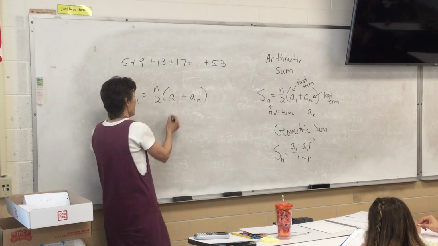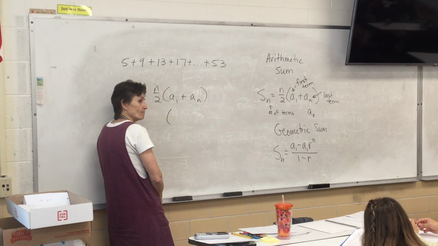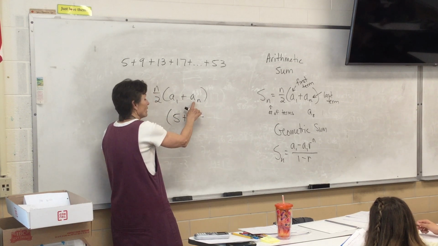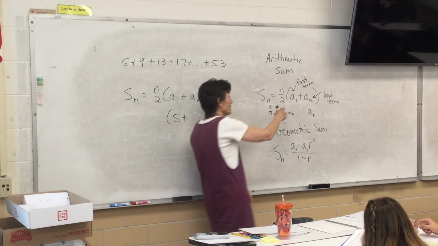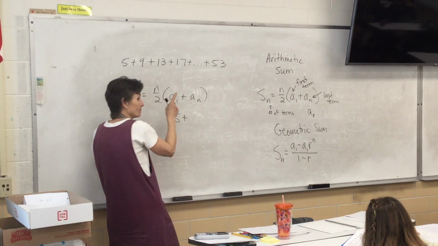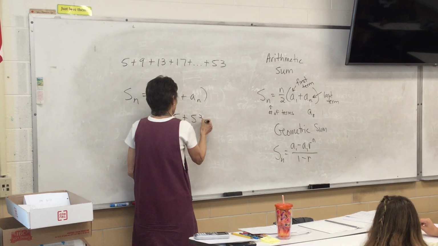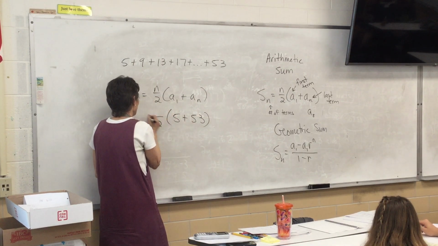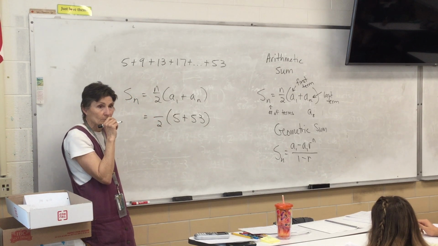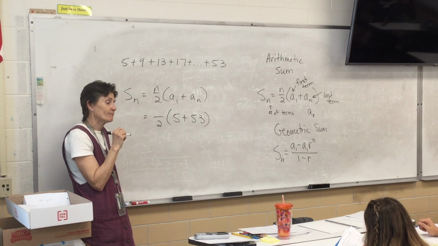Do we know the first term? We do. Do we know the last term? Remember, A sub n is the last term in the list. Do we know it? 53. We are so lucky. Whoops, our luck just ran out. What do we not know? How many? We don't know how many we have.